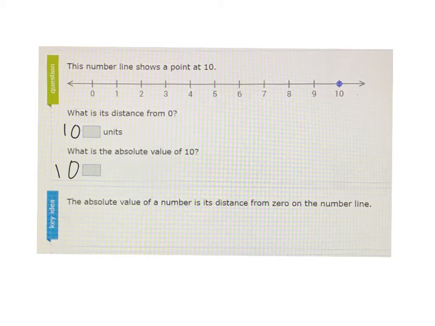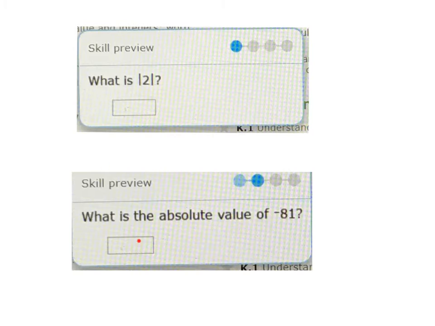It is simply 10. These next two questions are both asking us the absolute value. This is the sign for absolute value. So what is the absolute value of 2? It's obviously 2 units away from 0 on the number line, so its absolute value is 2. What is the absolute value of negative 81? It is 81 units away from 0 on the number line, just on the other side of 0, but its absolute value is still 81.